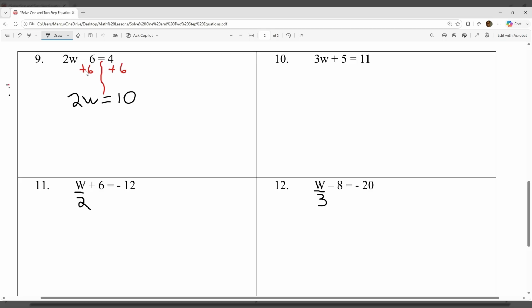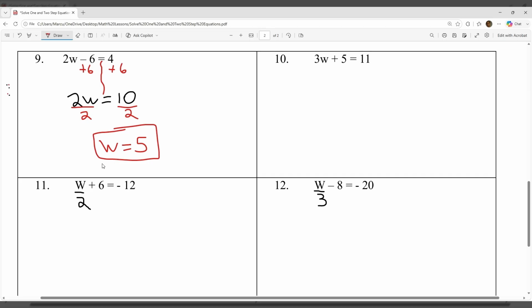And then your last step is to multiply or divide. Since the 2 is attached to the W, that's treated as multiplication. So the inverse of that would be to divide. So you divide both sides by 2 like this. By 2, because that's the number attached to the W. And we get W is equal to 5.